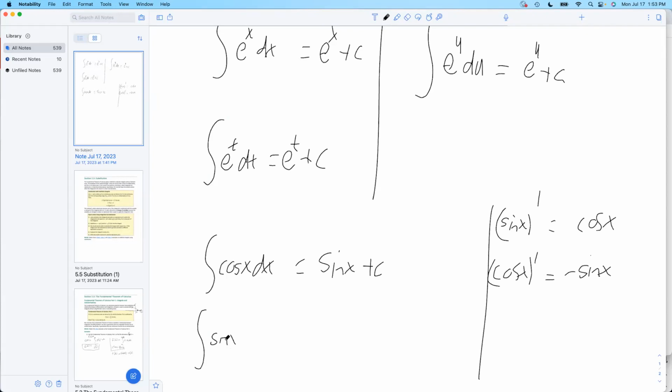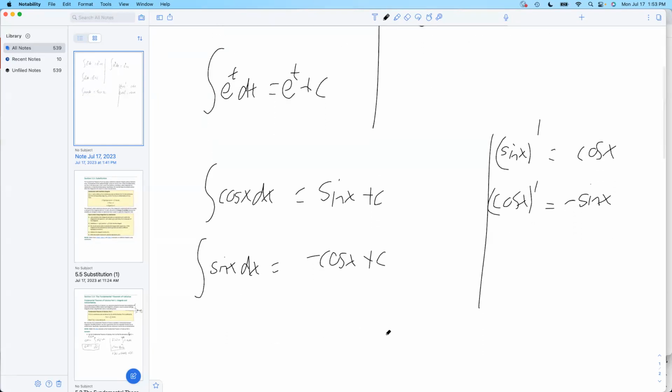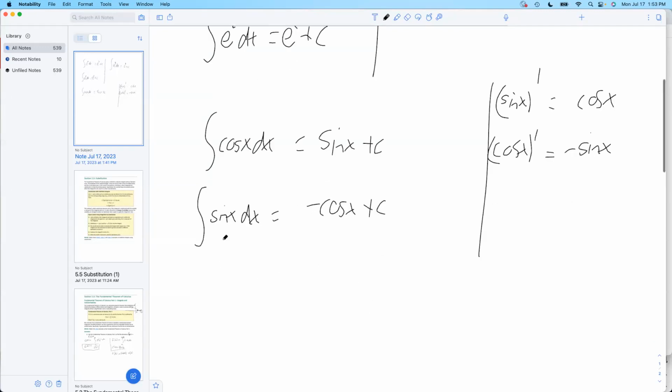Antiderivative of sine dx is negative cosine plus c. So how would we prove that? The derivative of negative cosine, so I'm going to prove this formula by undoing it. The derivative of negative cosine would be negative, that negative just came along for the ride, times the derivative of cosine, which is negative sine. The negatives cancel, and you just get sine. The derivative of c is just 0, because c is a constant.